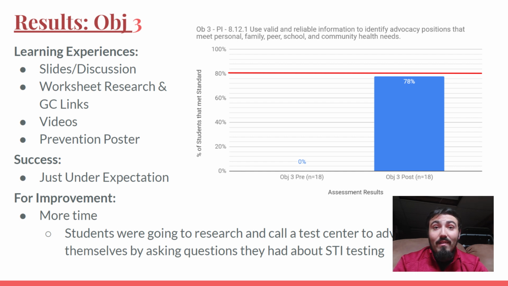Although they did not get that exposure, they did have exposure to advocacy throughout their unit, through their poster, class discussion, and videos. Especially since students earned a 0 on this specific objective in the pretest, I'd say students made fairly good growth, even though they didn't quite get to that 80% mark that I was looking for.